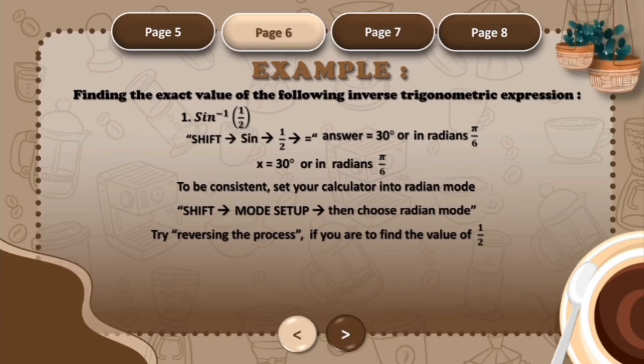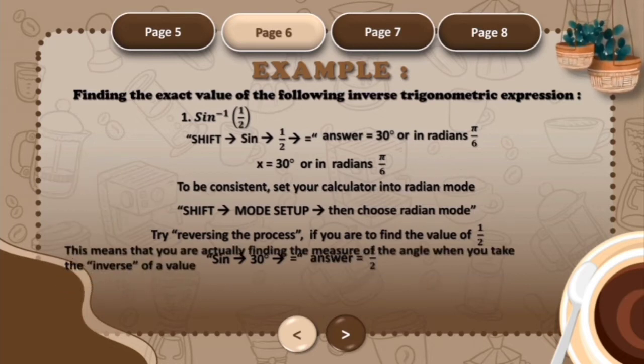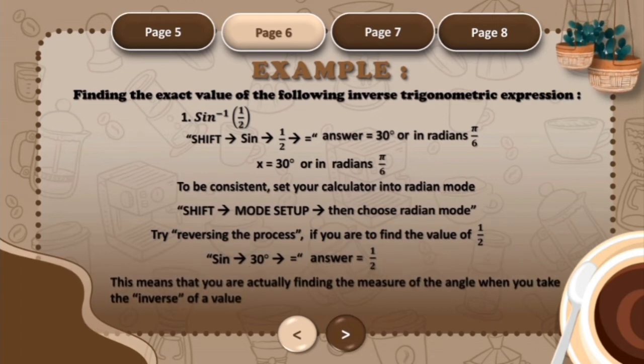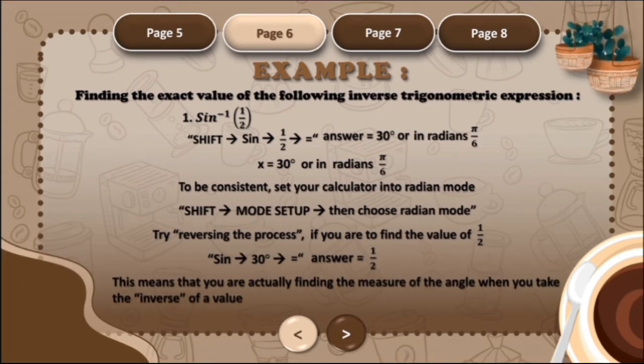If you are to find the value of sine 30 degrees, just type sine and 30 degrees, and the answer should be 1/2. Therefore, if you get 1/2 as your answer, then this only means that your answer in this item is undeniably correct. And if you're doing this, it only means that you're actually finding the measure of the angle when you take the inverse of a value. And this happens when you reverse the process and find the value of 30 degrees.